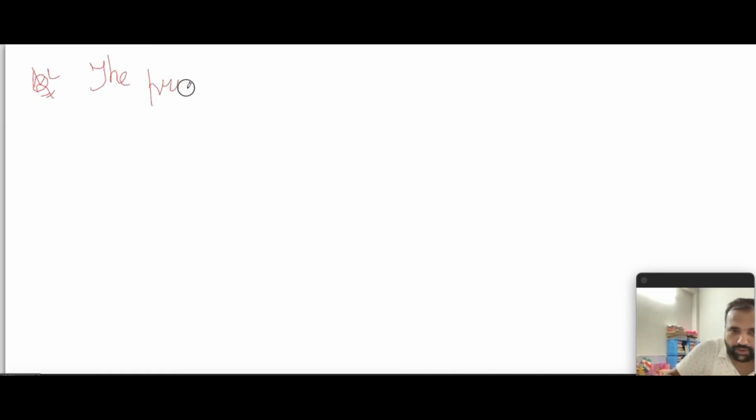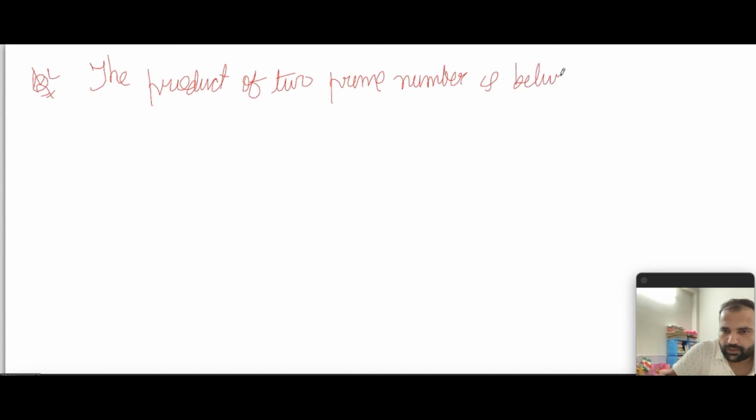Okay, now we'll be doing the second question as well. The product of 2 prime numbers is between 17 and 51, or we can mark it as the product x so that it looks good.